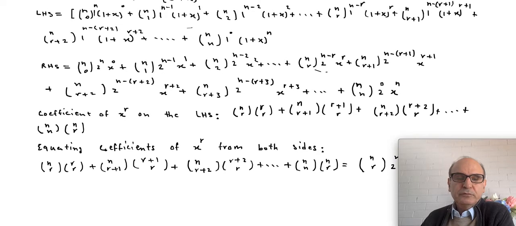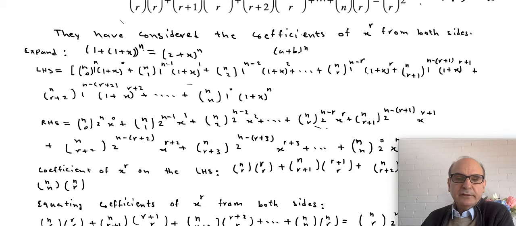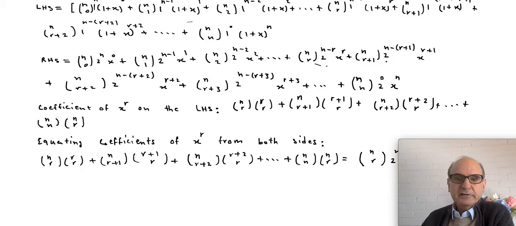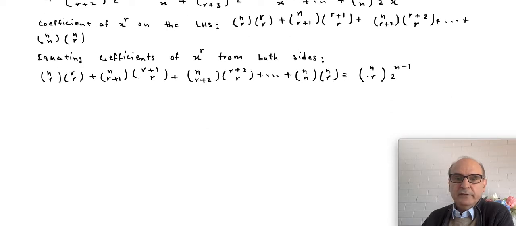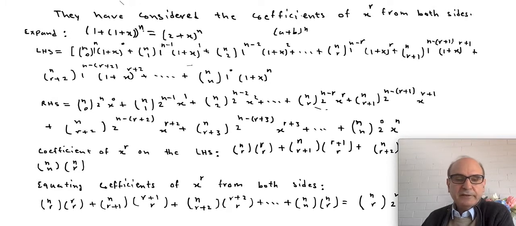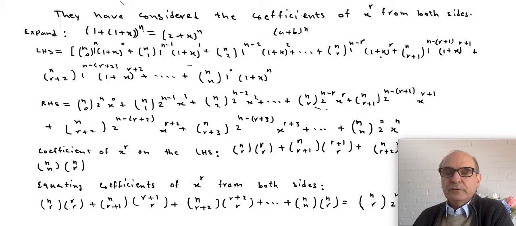Now we put the coefficients of x to the r equal from both sides. As I said, on the right hand side, that's the only coefficient you have. So then you get n choose r, 2 to the power of n minus r. But on the expansion of the left hand side, we are going to have lots of terms with x to the power of r. And as I said, the first time we hit that is in the expansion of that.